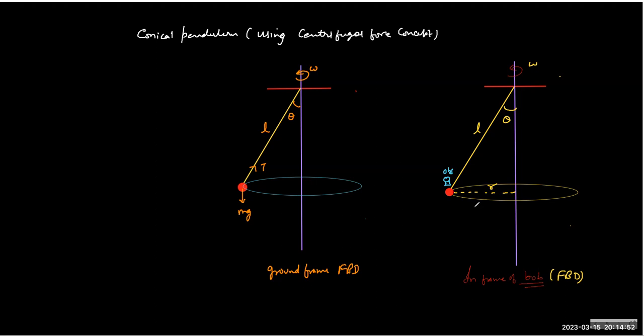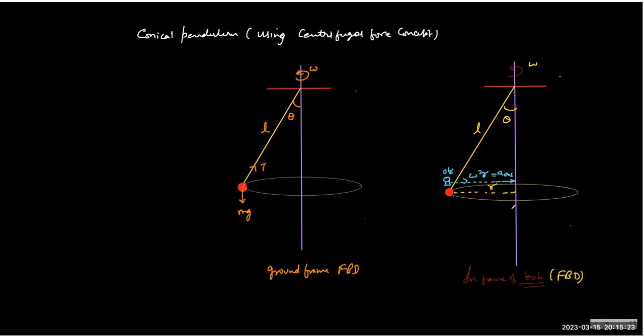It will have only centripetal acceleration because it's moving with uniform speed, so it's a uniform circular motion, isn't it? So what is the acceleration of this observer? It is toward the center. So the acceleration of the observer is how much? Omega square r, correct? Can we say this is the acceleration of the observer in the radial direction?